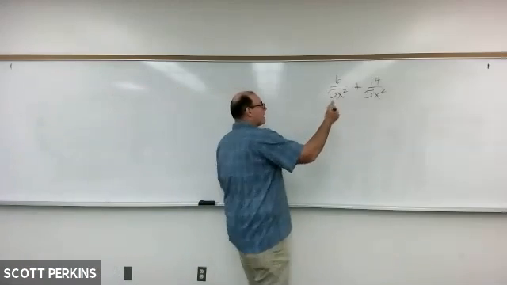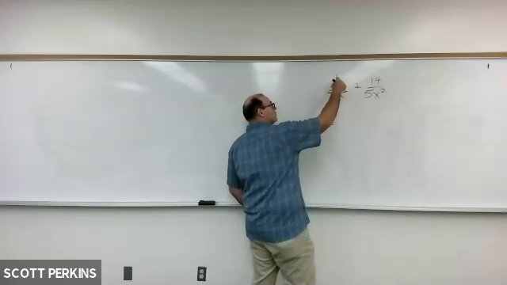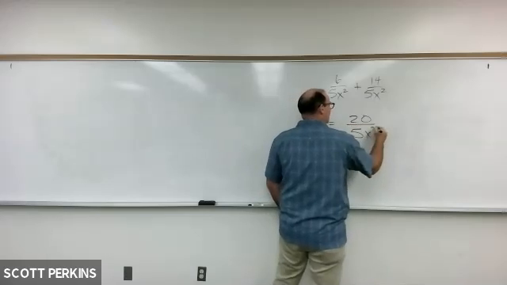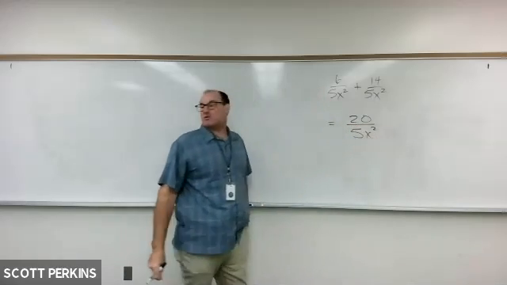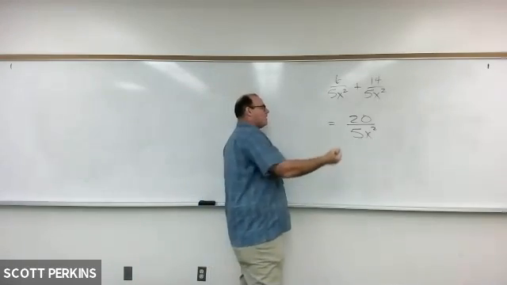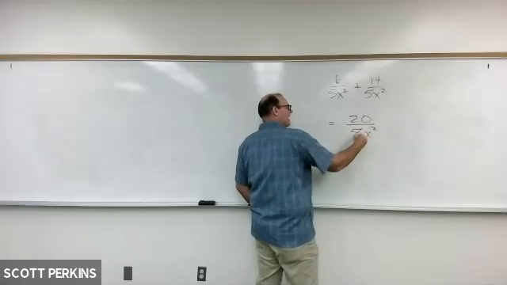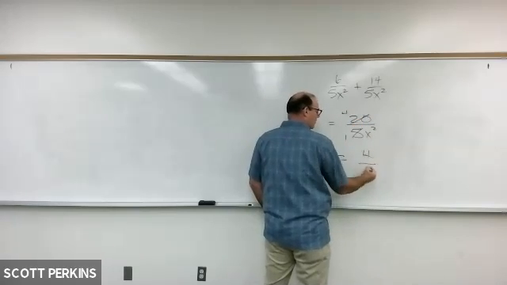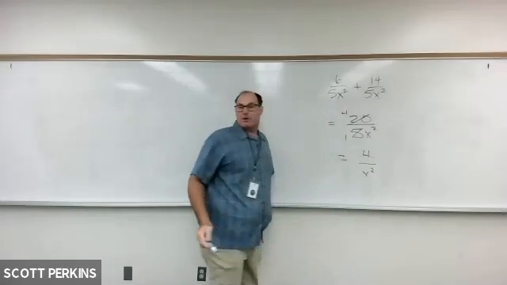Okay, so again, the common denominator is already there. So my numerator, 6 plus 14 is 20 over 5x squared. If you did that, you're great. Just make sure you simplify. 5 goes into both of these. 5 goes into 5 once. 5 goes into 20 4 times. And so I have 4 over x squared.